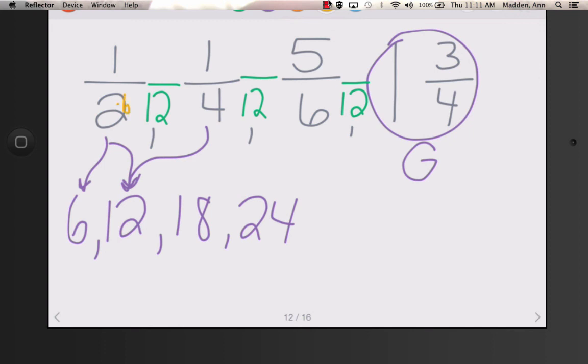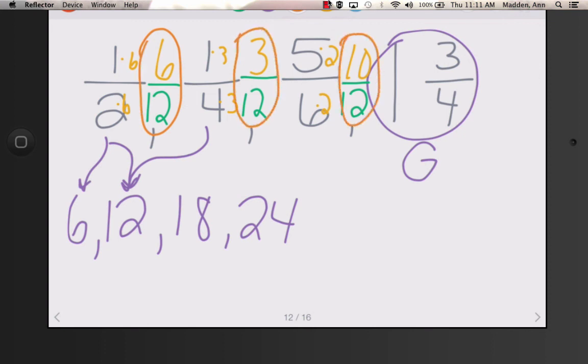2 times 6 is 12. 1 times 6 is 6. 4 times 3 is 12. 1 times 3 is 3. 6 times 2 is 12. 5 times 2 is 10. So now I'm comparing 6/12, 3/12, and 10/12. And boy, this gets messy, doesn't it?